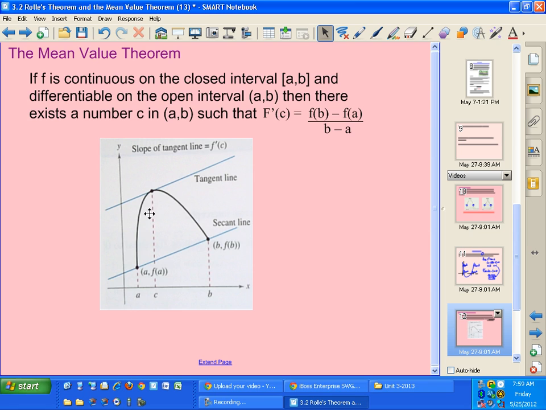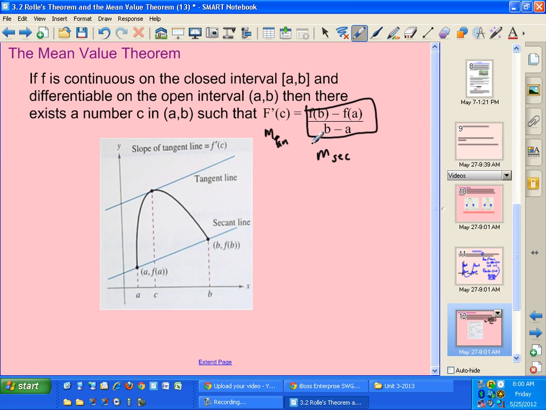And so it doesn't matter anymore whether these guys are equal to 0. We're not going to find a horizontal tangent. We're just going to find a tangent that is parallel to the secant. So you can see this is the secant line right here. This is the slope of the secant line, and then this is the slope of the tangent line. So that's really what we're looking at. Tangent line slope equals secant line slope in a closed interval. And so that's what the mean value theorem is all about.